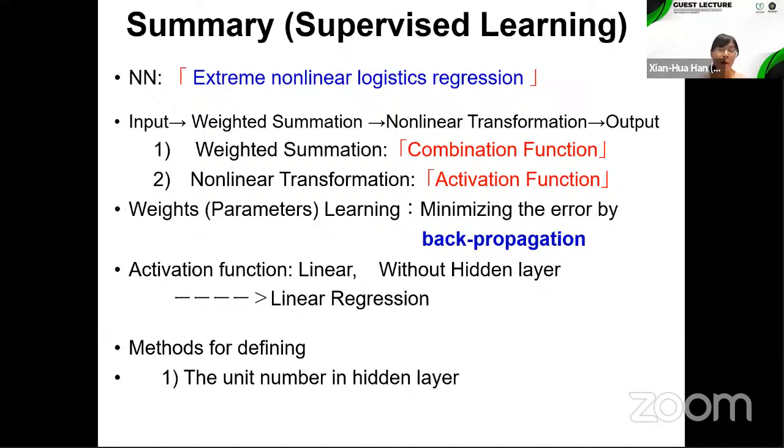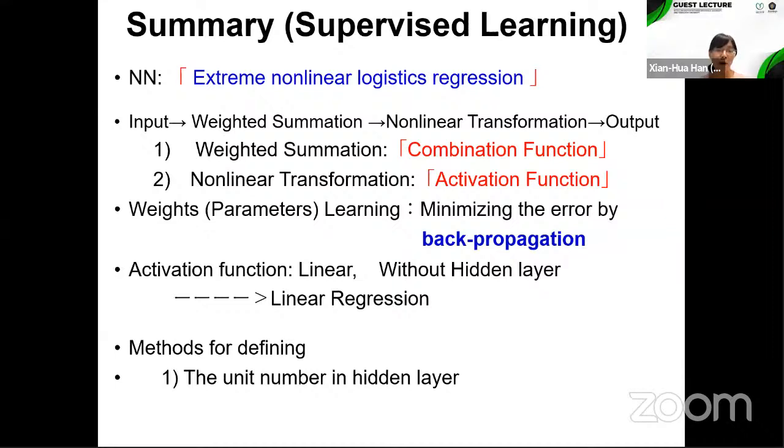In the mathematical model or operation in the neural network, we have input. We use the weighted summation of the input as the next layer's input, and use a nonlinear transformation to get the activation values, and then get the output. The weighted summation can be called a combination function, and the nonlinear transformation can be called the activation function. For weight learning, weight update, we need to minimize the error cost function by back propagation.